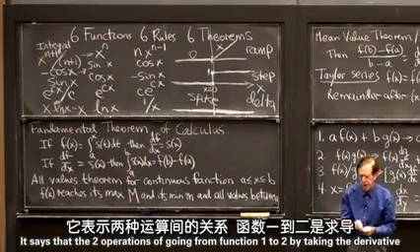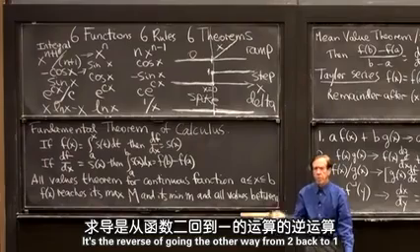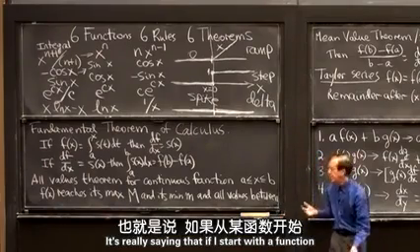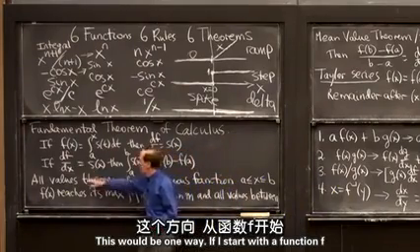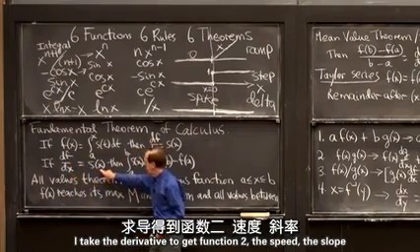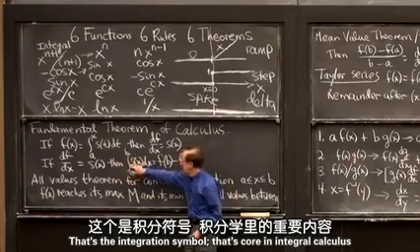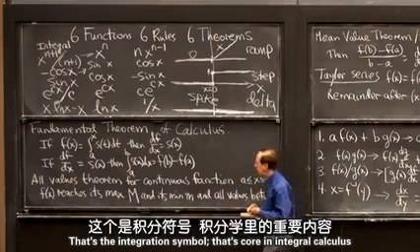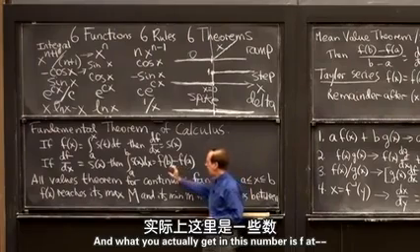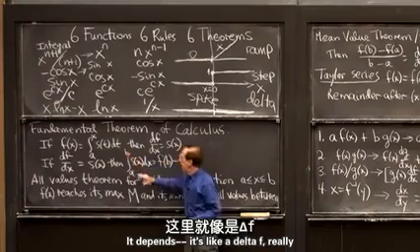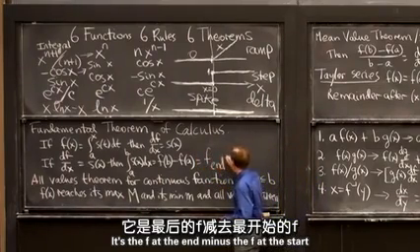It says that the 2 operations of going from function 1 to 2 by taking the derivative, the slope, the speed, is the reverse of going the other way from 2 back to 1. It's really saying that if I start with a function f, I take the derivative to get function 2, the speed, the slope. Then if I go backwards, which is this integrating, that's the integration symbol, that's the core in integral calculus. If I take the derivative and then take the integral, I'm back to f. And what you actually get in this number is f at, it depends, it's like a delta f, really. It's the f at the end minus the f at the start.